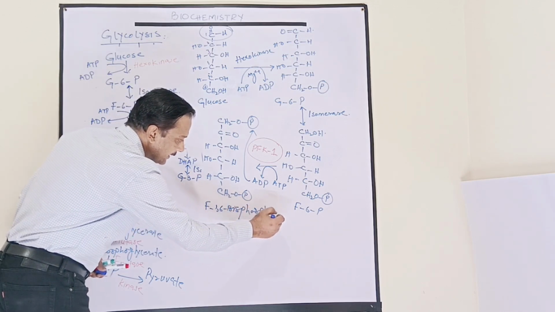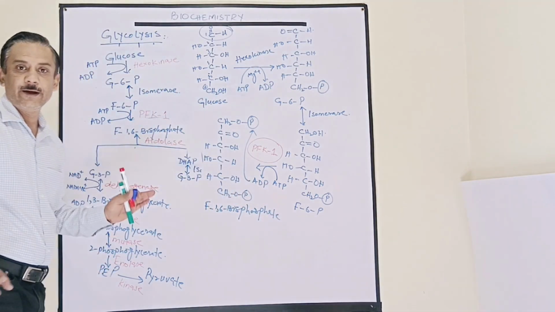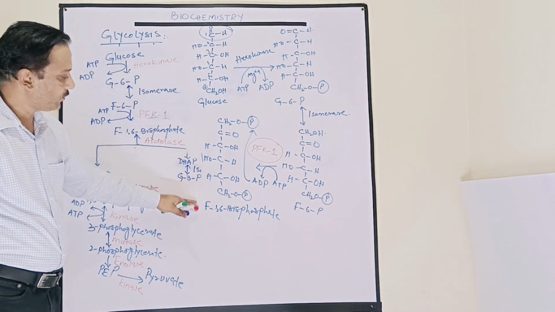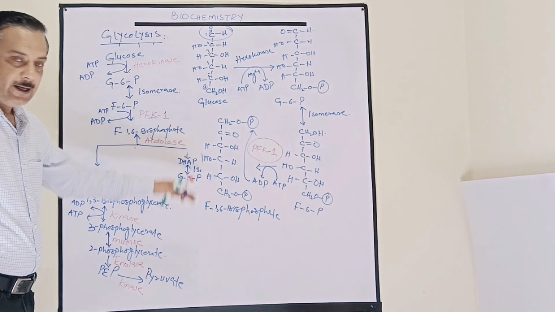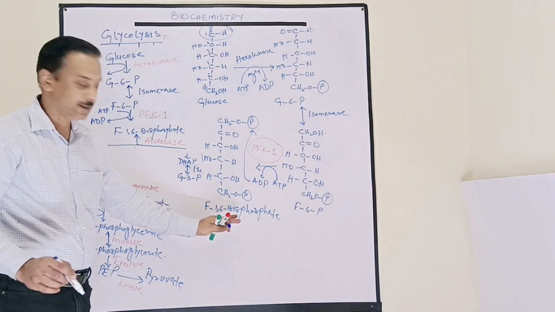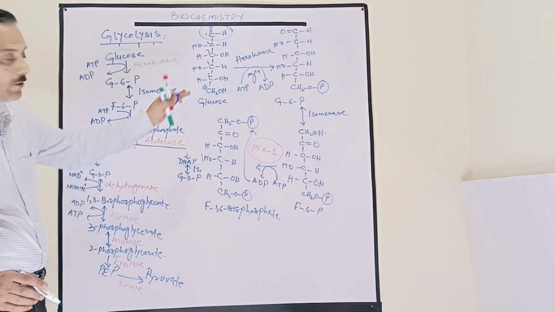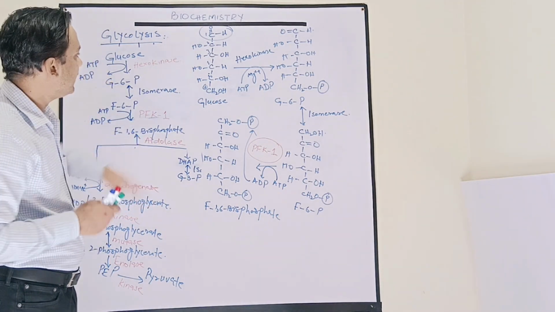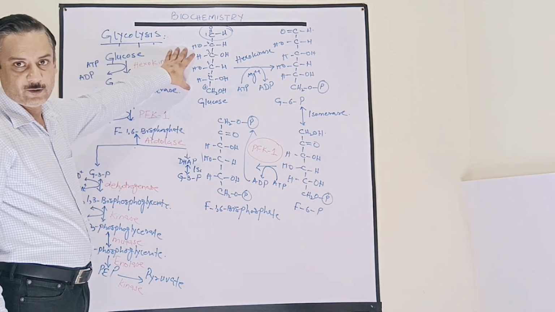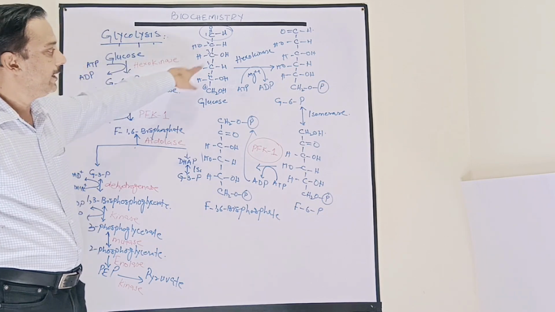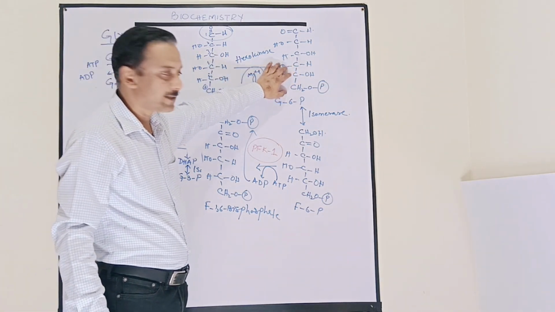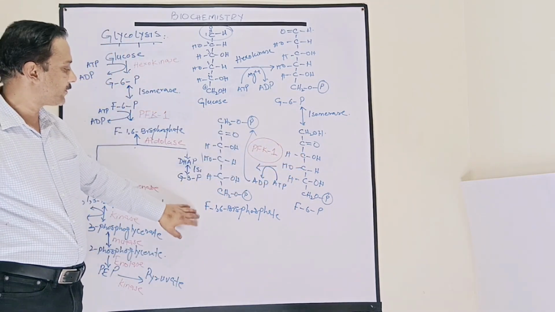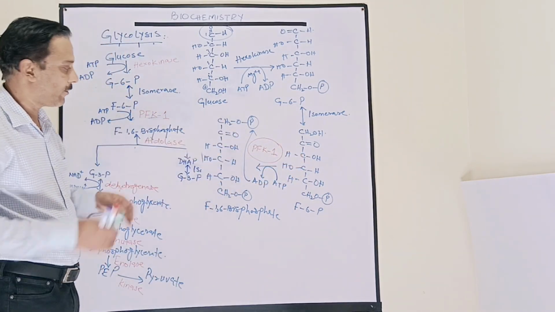Phosphate. This is where the preparatory phase of glycolysis ends. Now this fructose 1,6 bisphosphate enters into the payoff phase and the lysis starts. Up till now, you can see we have started from 6 carbon glucose, having a 6 carbon glucose 6 phosphate, 6 carbons fructose 6 phosphate, 6 carbon molecule, and fructose 1,6 bisphosphate, 6 carbon molecule.